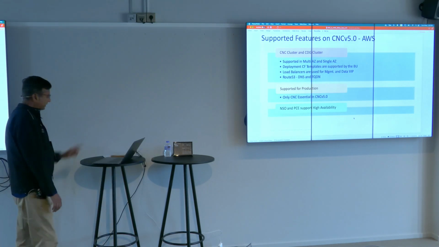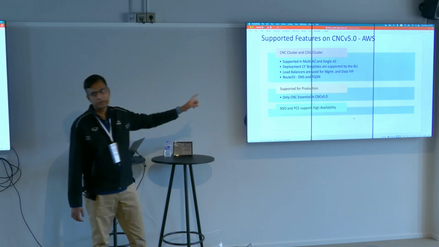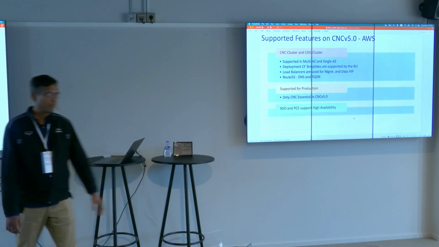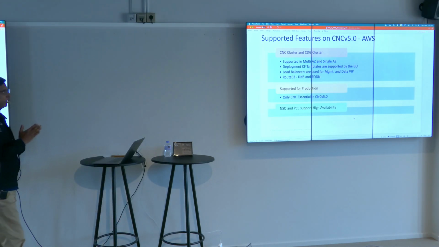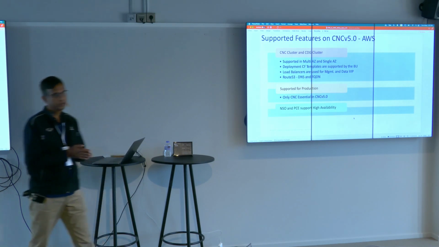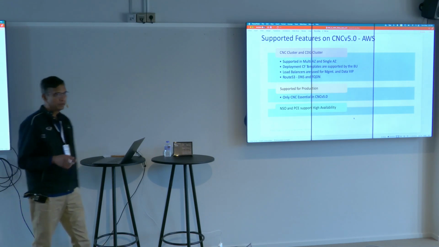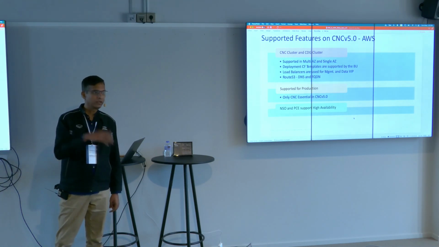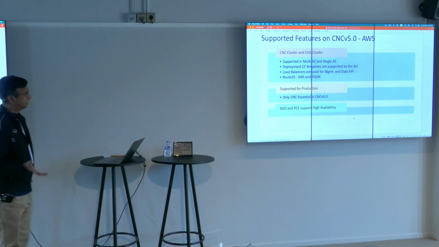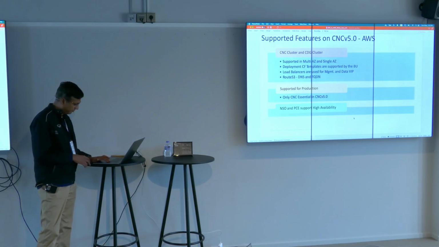And this is an important thing to note. Right now, with CNC 5.0, we are only supporting CNC Essential. That means we are supporting apps for active topology and optimization engine. In CNC 6.0, we will also support the Advantage, so that's all the other apps. That's coming at the end of the year. And NSO and PCE can have HA, which is a good feature.